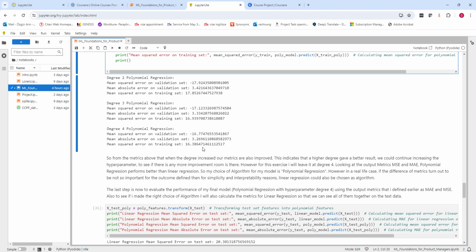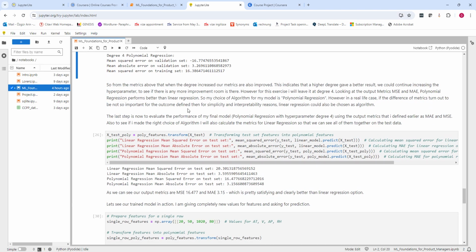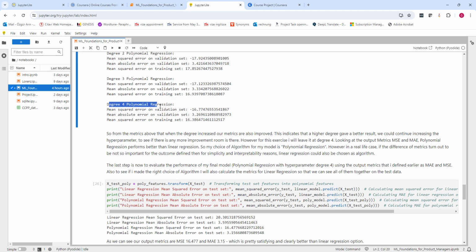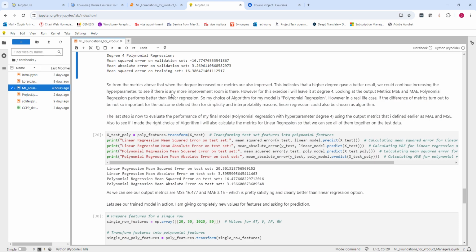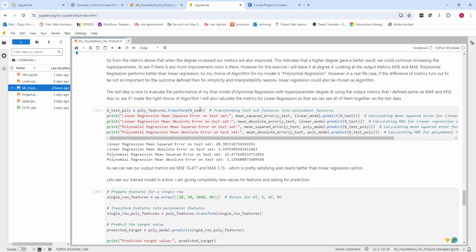Or in a real life case, we could say that the difference is too small to be important, so we could use a degree 2 polynomial or a linear regression, to say that we do not want to increase the complexity or reduce the interpretability of the algorithm. But for the sake of this project, I'm choosing the degree 4 polynomial regression because this gives me the best results until now. And then what is very important is to test my final algorithm, that's my decision, on the test data that we separated at the very beginning, and we did not touch it at all to prevent leakage or any kind of bias.